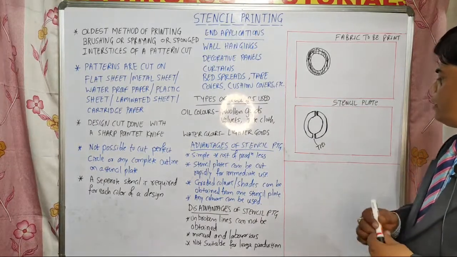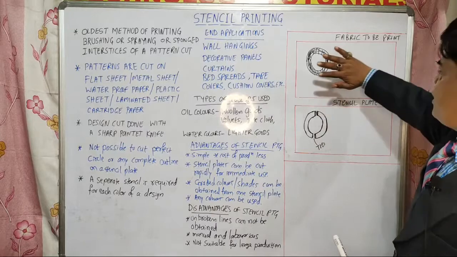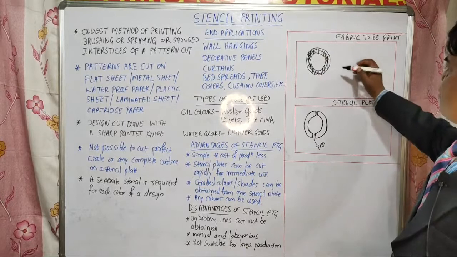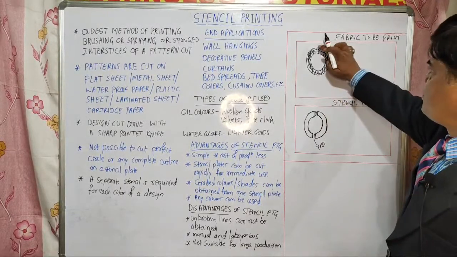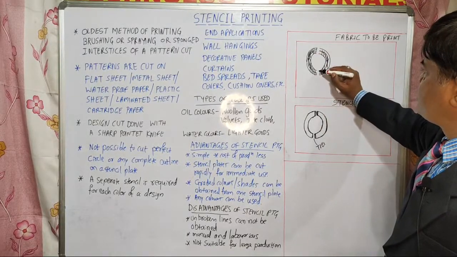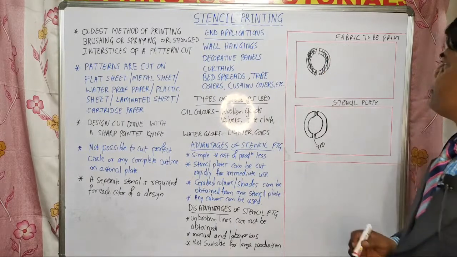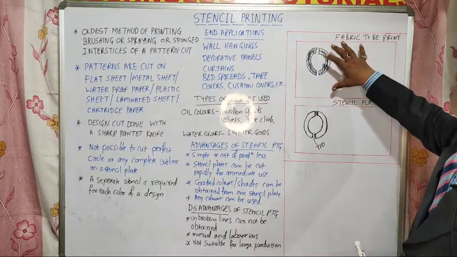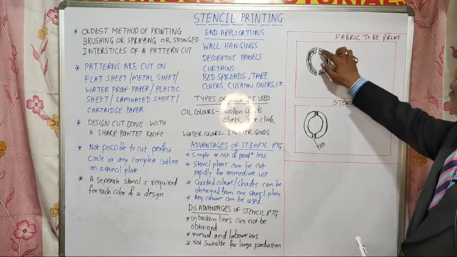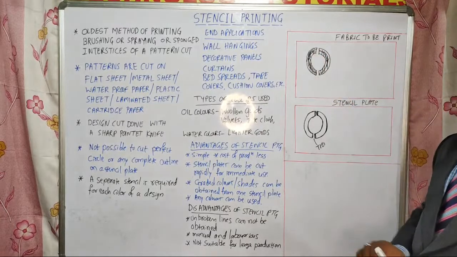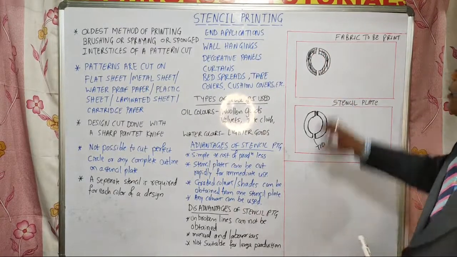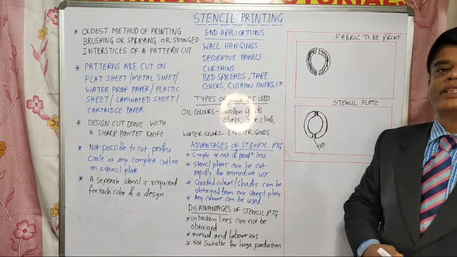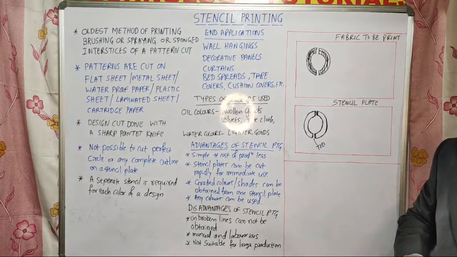Then if I cut this plate, keep it here and brush on it, how much print can I get? Only this much print I can get. Correct? If I keep this stencil plate and brush it or spray it, only this part is printed, and this small tie part, which has no support, is not printed. This is a disadvantage in stencil printing.